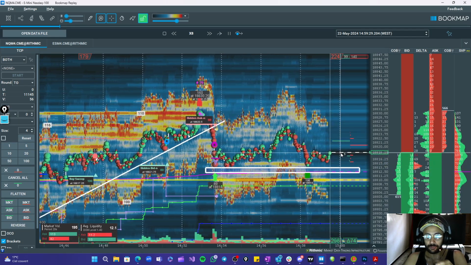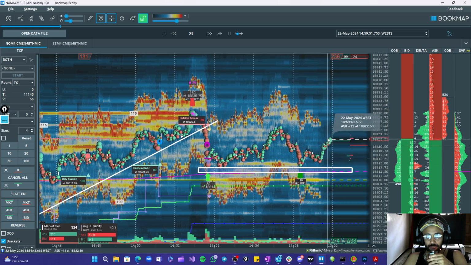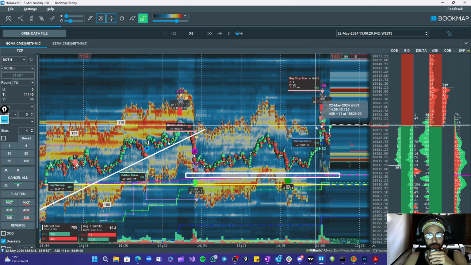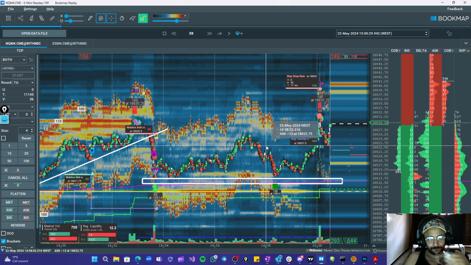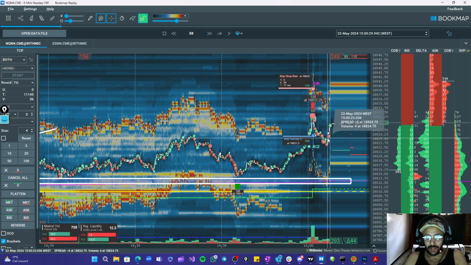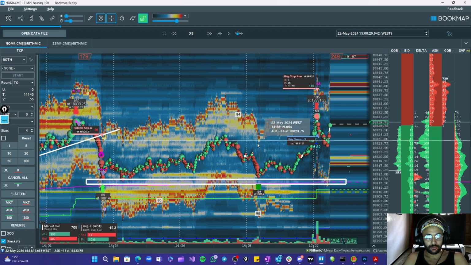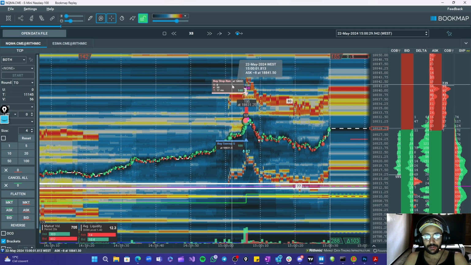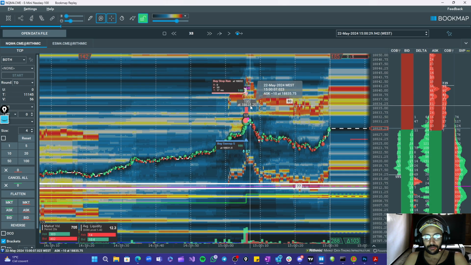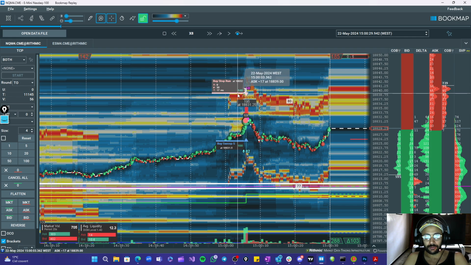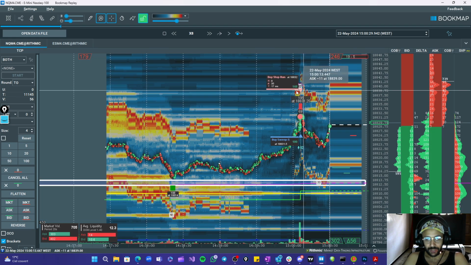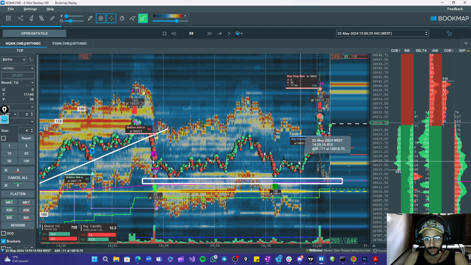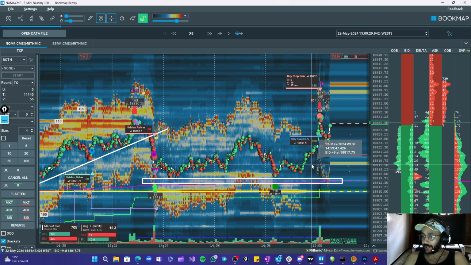As long as we hold this level, I mean, we can continue. Okay, that's a good sign. I will explain what we did, what happened over here. So here we have a stop run, and we had like 148 stop run, which means that the market now, or the algos, are playing games.